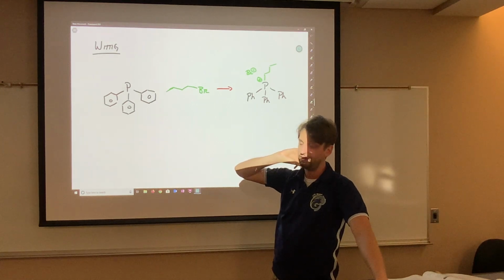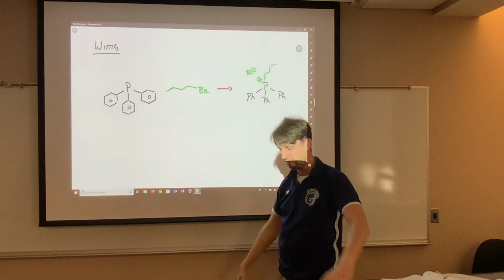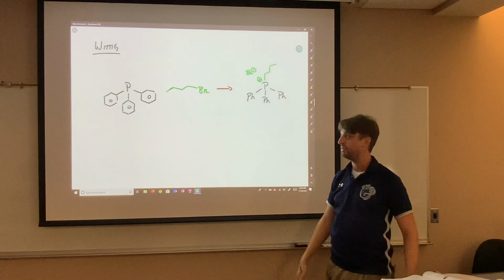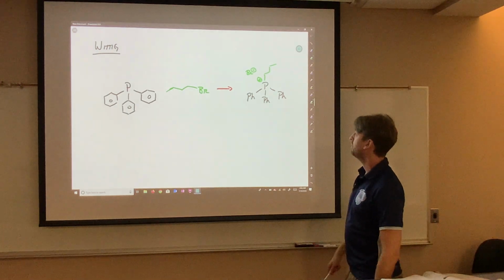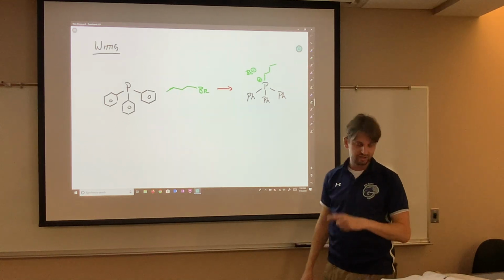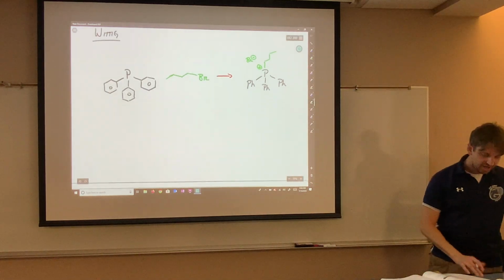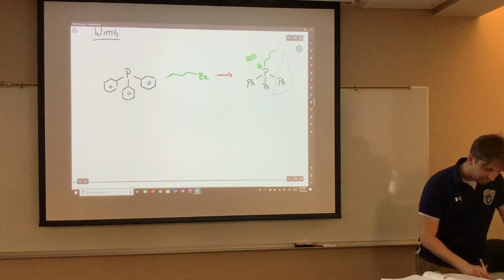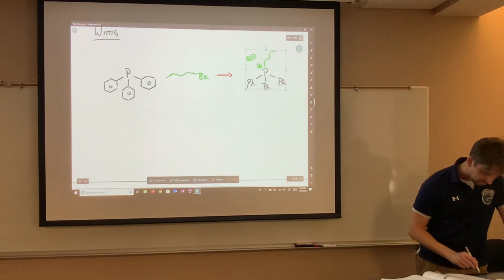You can recrystallize it, make it as pure as you can, and it grows these massive chunky crystals, which are very, very beautiful to look at. But anyway, so we make this. We're still not quite done yet. So we take this salt here, this phosphonium salt.